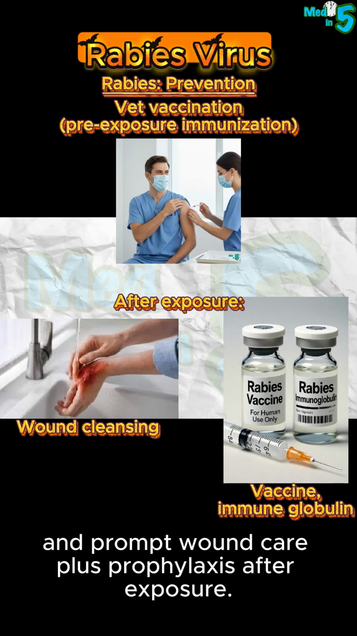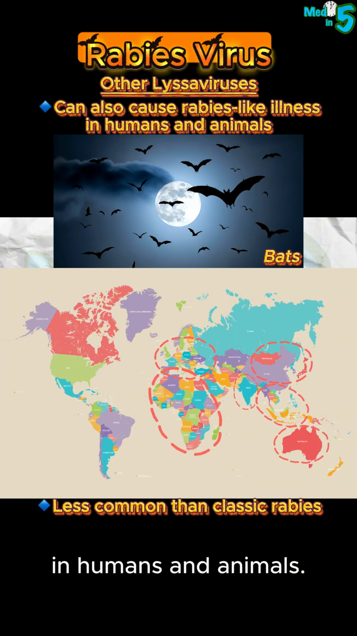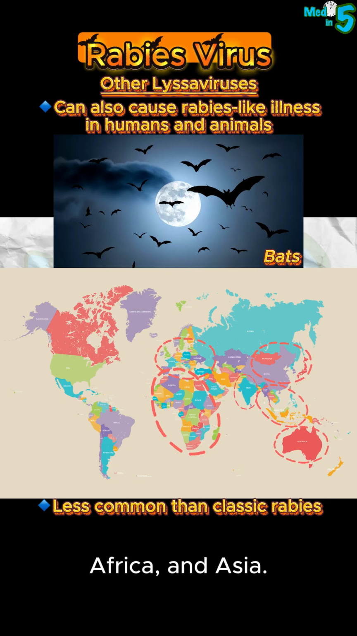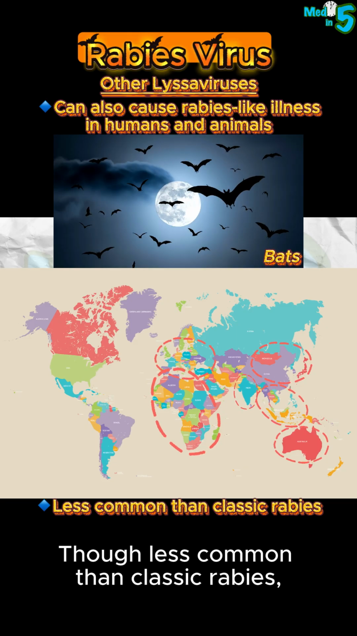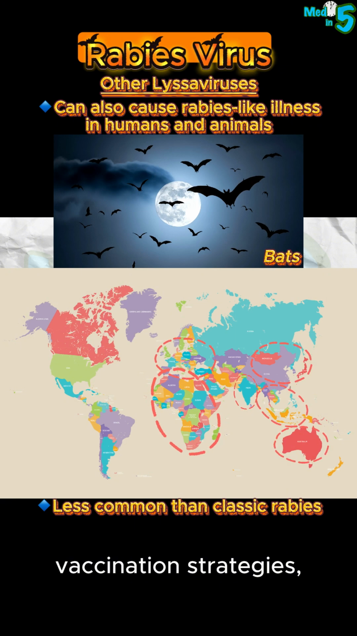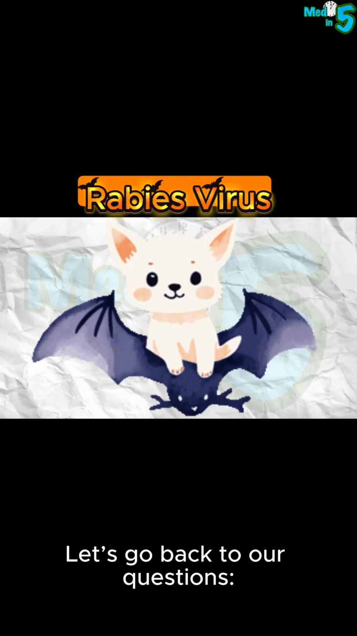Other Lyssaviruses can also cause rabies-like illness in humans and animals. These include species found in bats across Europe, Africa, and Asia. Though less common than classic rabies, they highlight the importance of broad surveillance, vaccination strategies, and awareness beyond just dog bites. Let's go back to our questions.